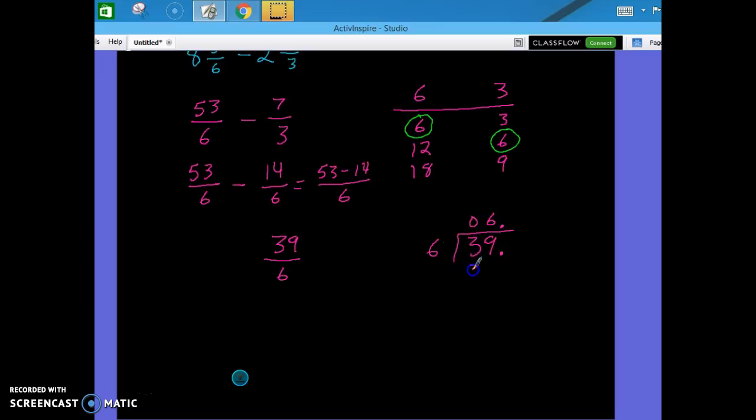6 times 6 is 36. Subtract. We have a remainder of 3. So 39/6 can be rewritten as 6, this number, and the remainder over the denominator. So 6 and 3/6. So now we've rewritten it as a mixed number, and we just need to simplify 3/6. They're both divisible by 3, so it's going to be 6 and 1/2.